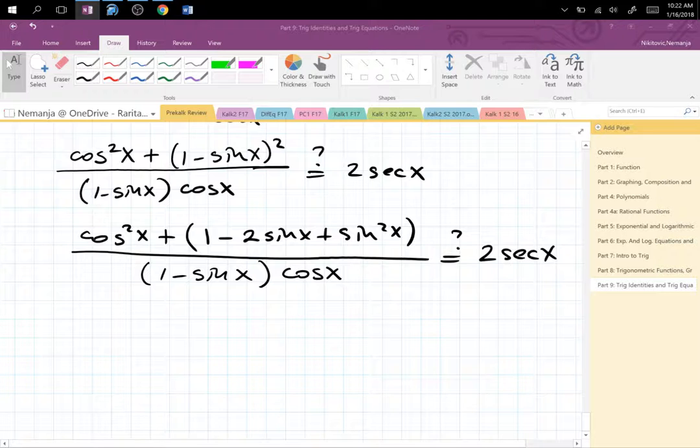I have no clue. I mean, it doesn't look good. It doesn't look hopeful, but let's see. I mean, we don't know, right? Something might happen. So now, when I look at this, I see that I can just remove these parentheses because I don't need them.